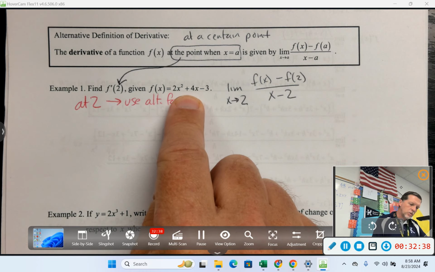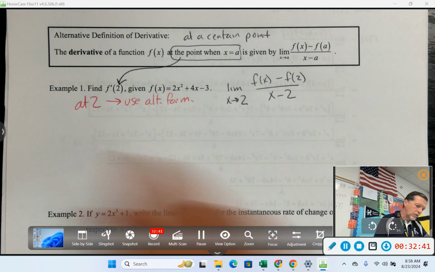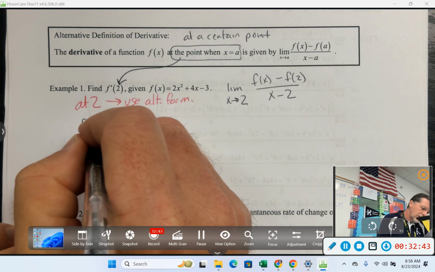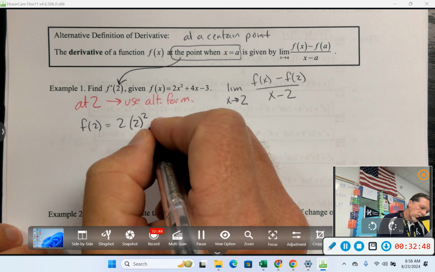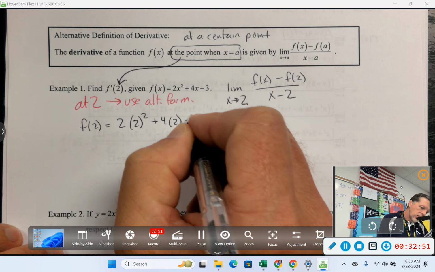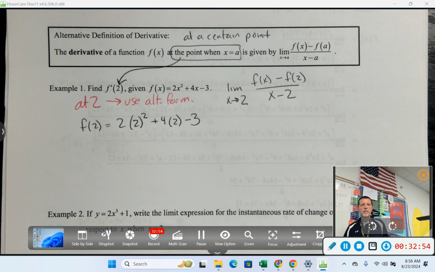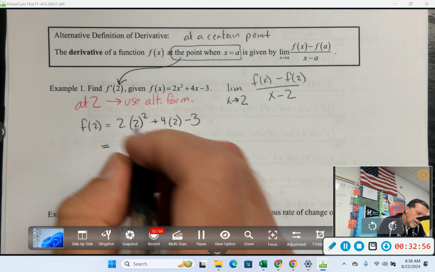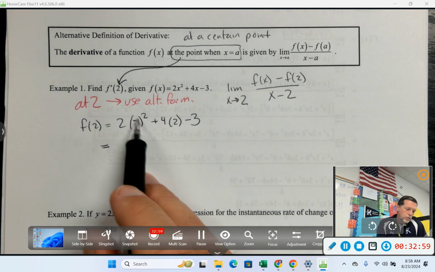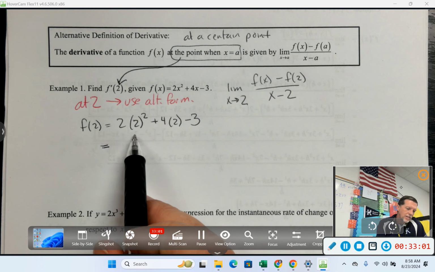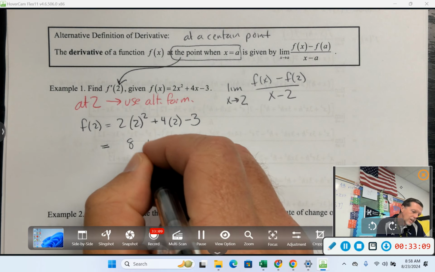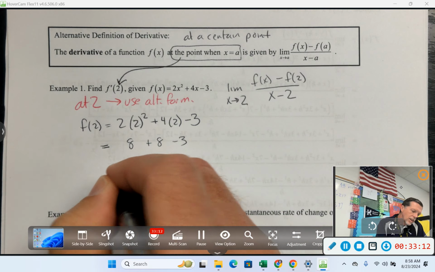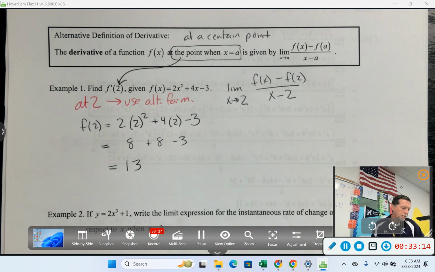Okay, f of x we know. F of 2, we don't know f of 2, so let's find f of 2. So just plug in 2. Oh, my poor Algebra 2 students with this yesterday on their test. Order of operations, right? Let's square the 2 and then multiply by 2. So 4 times 2 is 8. 16 minus 3 is 13.